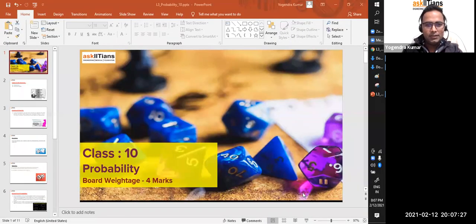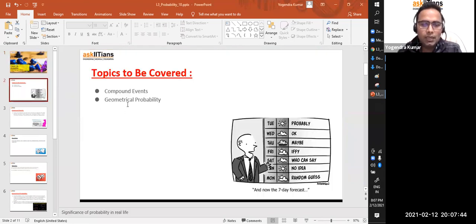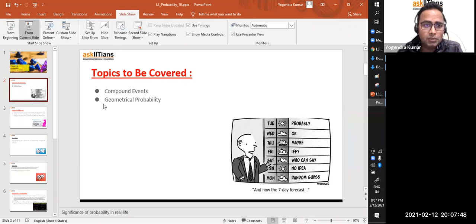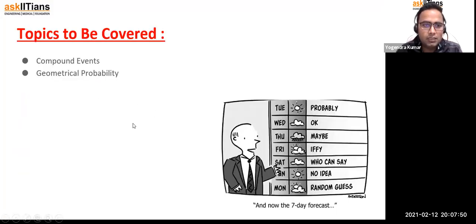Today we are going to do lecture number 3 on probability, which, as we discussed already, comes for 4 marks. It is a really important chapter and an easy chapter to understand. You can score full marks in this chapter easily. So let's get started. We have to cover these topics today, which are the last topics in this chapter: compound events and geometrical probabilities.